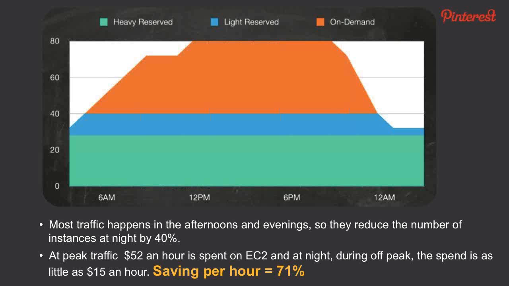But they are extremely aggressive on saving on top of AWS, and they're looking at about 71% less spend at off-peak than they would normally spend. So that's a pretty good model.